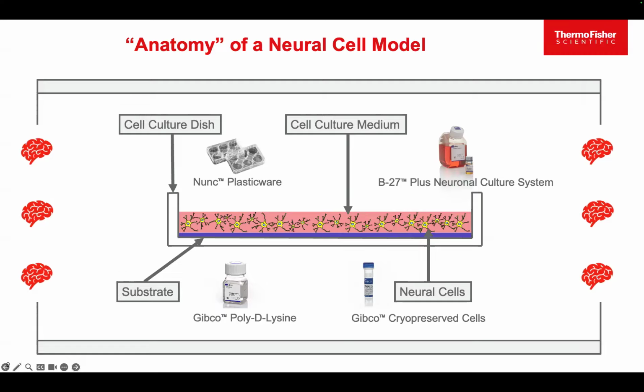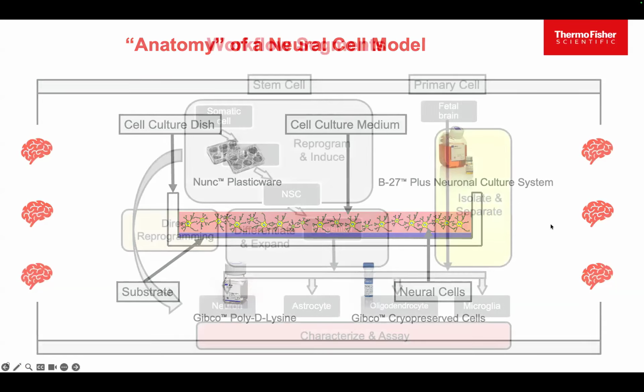And cultured neurons are amazing, but they are very, very finicky. They can be a real pain sometimes to work with. Anyway, for an example of media here, I've highlighted our B27 plus neuronal culture system, which we've got some really nice data with as far as enhancing neuronal survival, maturation, electrophysiological activity, and so on and so forth.